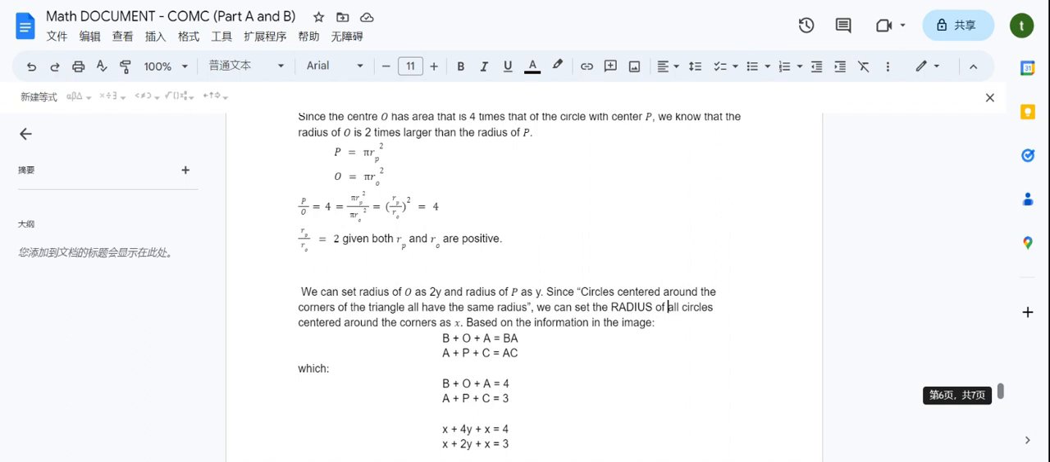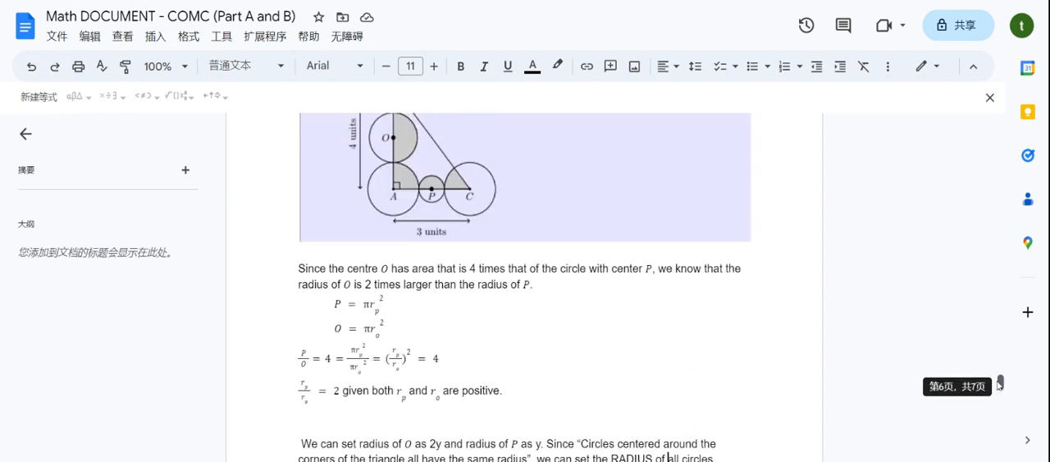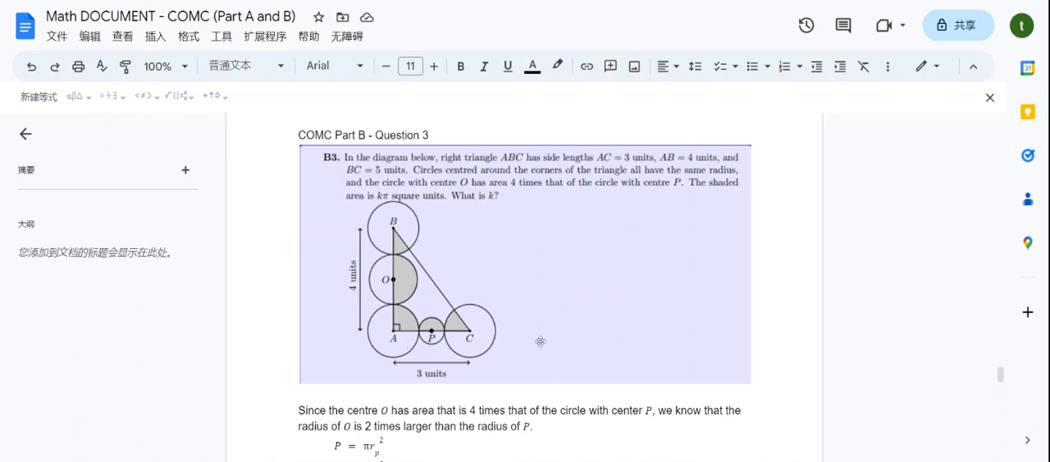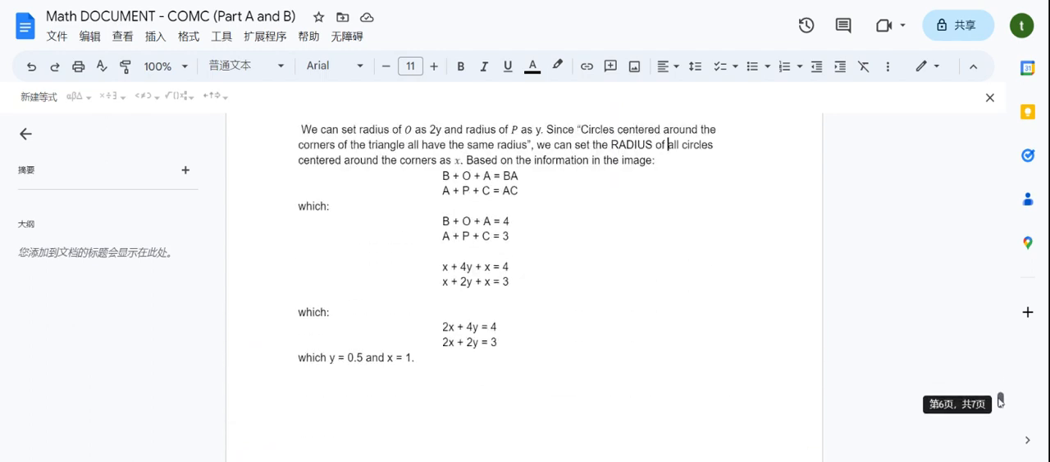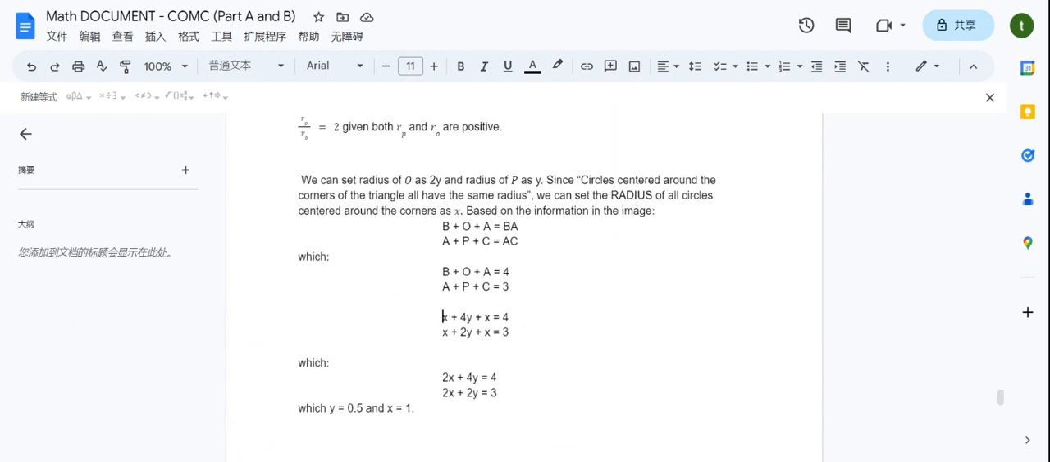With this, we get radius B plus radius O plus radius A is 4, and radius A plus radius P plus radius C is 3. Since A, B, C are all circles centered around the corners, we have set each of them as x. So we can see x plus 4y plus x is equal to 4, and x plus 2y plus x is equal to 3.